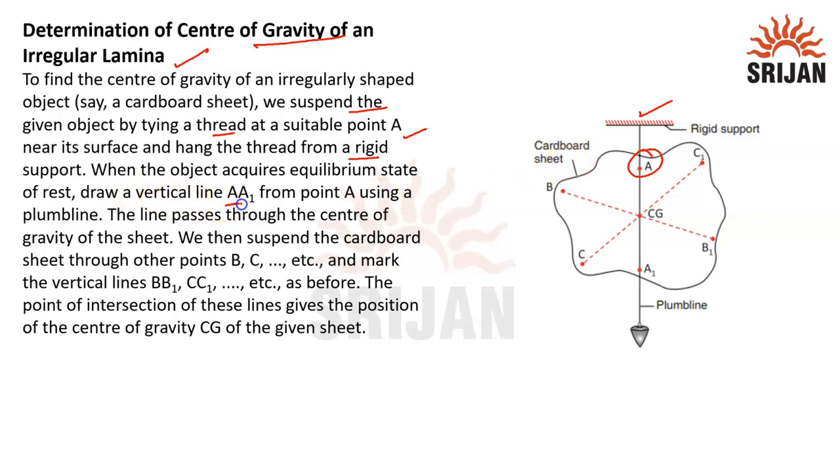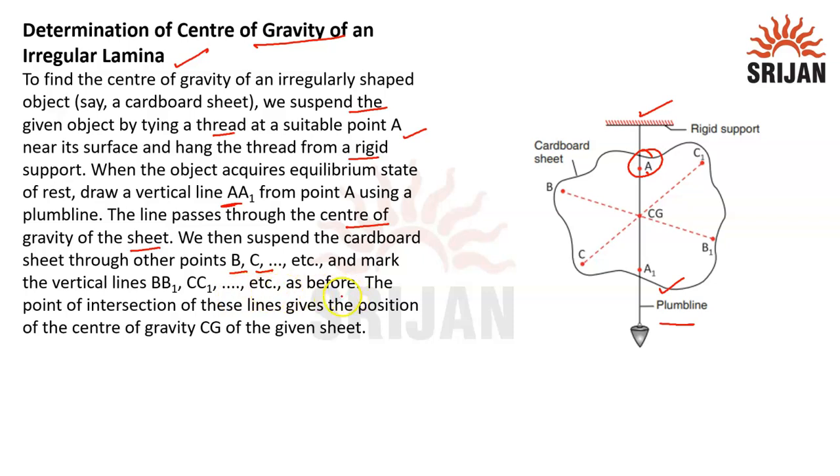Then draw a vertical line A1 from the point A using a plumb line. This is the plumb line. The line passes through the center of gravity of the sheet, so the center of gravity will be lying on this particular line. Then we suspend the cardboard sheet through other points B, let's say C, etc. In the same way, by repeating the same steps, we mark the vertical lines B, B1, C, C1 as before.